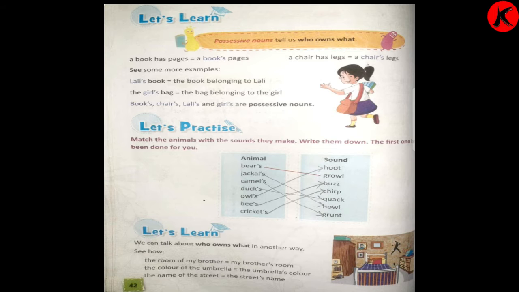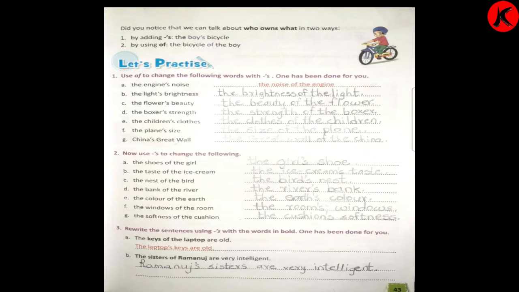Now we'll go to the next page. Let's practice. Use of to change the following words with apostrophe s. One has been done for you. Over here what do we have to do? Here the question is this. We have to change it and use of to change the following words. Now we'll look at the first one. The engine's noise. So what is the first? The noise of the engine.